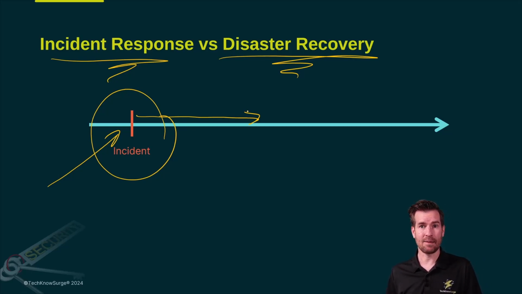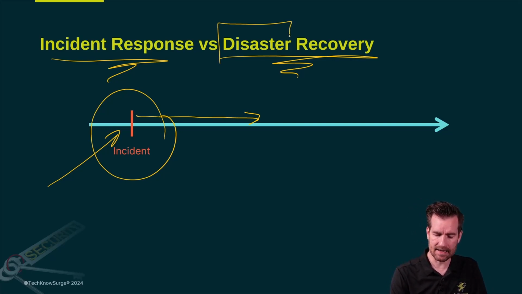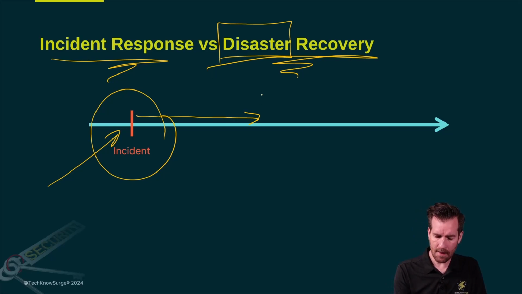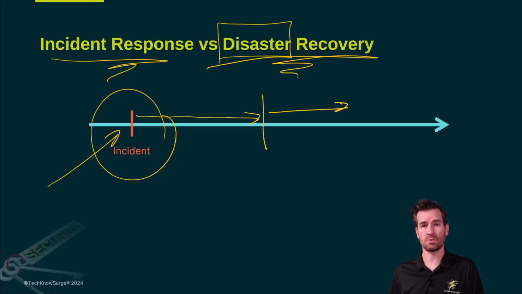At some point in time, you may figure that there is a total system meltdown, that this is a disaster, and now we need to pull out our disaster recovery plan to fail over to another site or do a full system restore. So at that point in time, disaster recovery kicks in and you start following those procedures to get back up and running again.